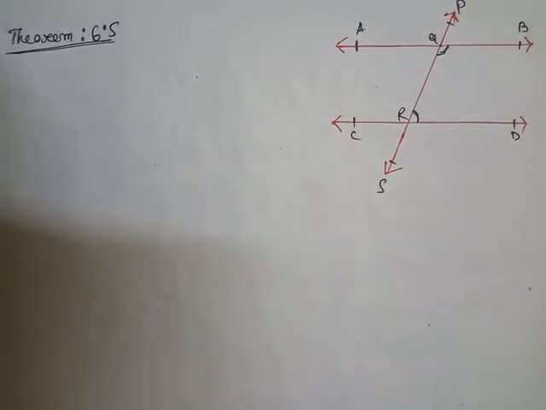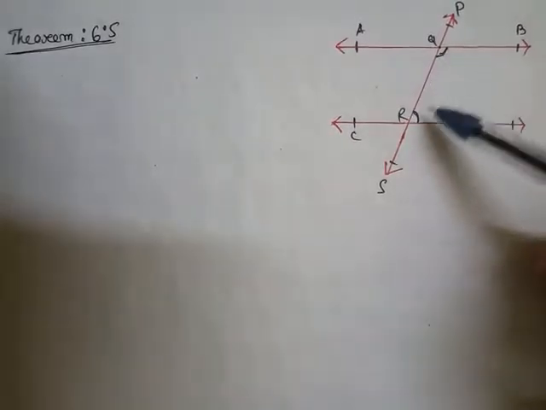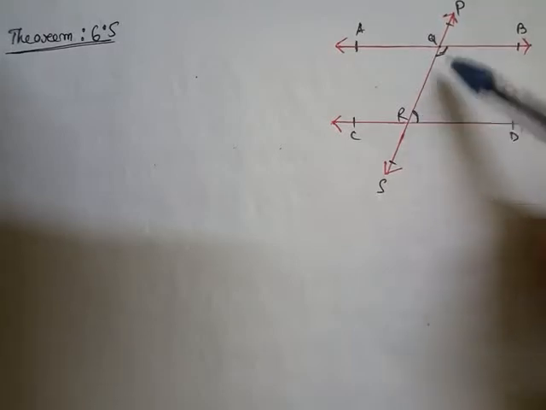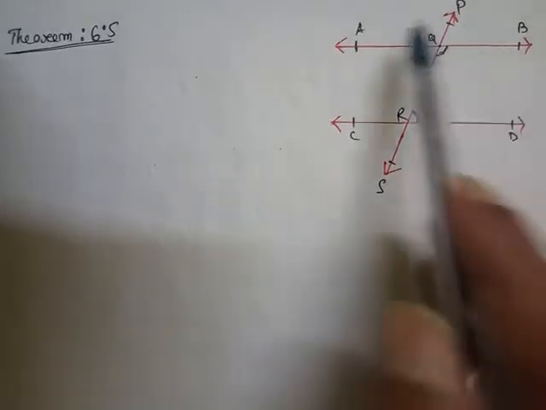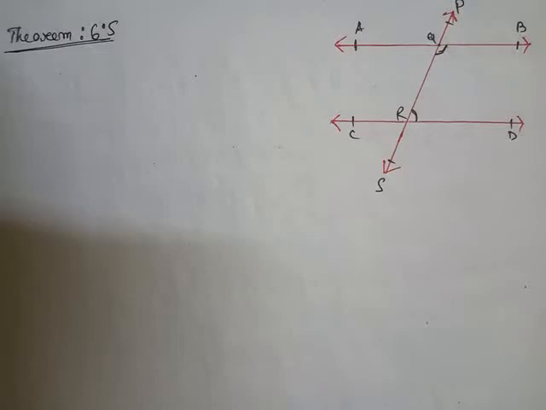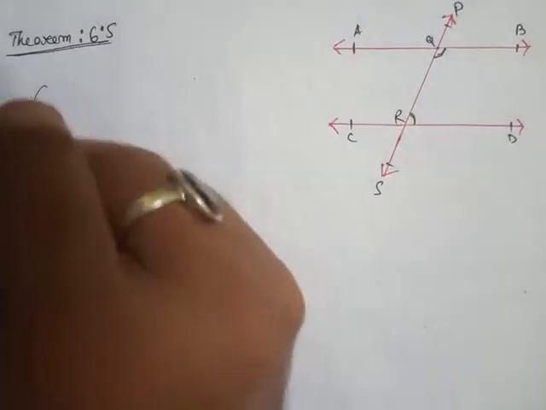Look, students, this is the diagram of theorem 6.5. As you can see in the video, these are the two interior angles on the same side of a transversal, and their sum is equal to 180 degrees. This is the given part. We have to prove that AB is parallel to CD. So now, students, write down here that the given portion will be like this.